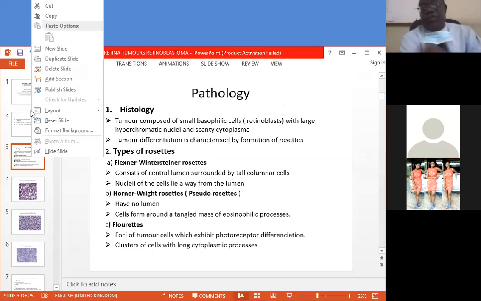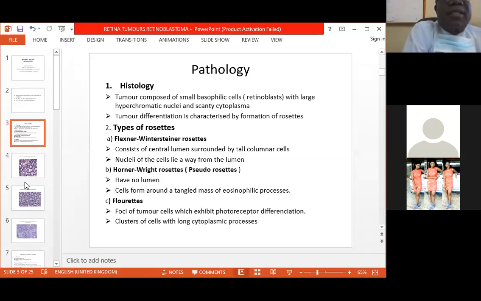What's the pathology in retinoblastoma? The histology. The tumor is composed of small basophilic, when we say basophilic, bluish when you stain, cells which they refer to as retinoblasts with a large hyperchromic nuclei and scanty cytoplasm. The tumor differentiation is characterized by formation of rosettes. I will show you the type of rosettes which are there.